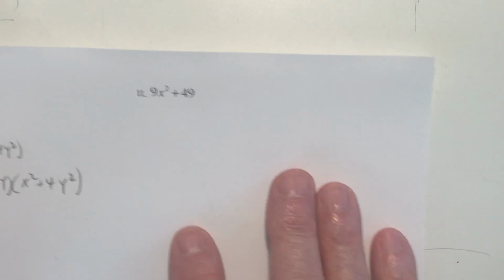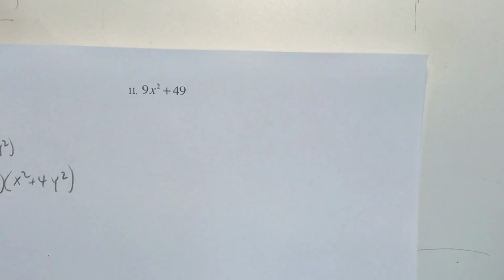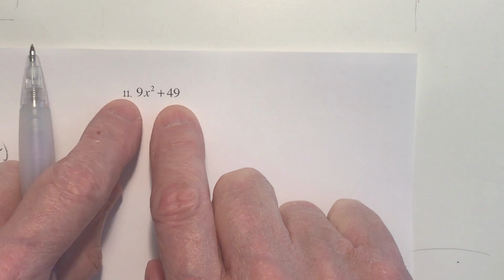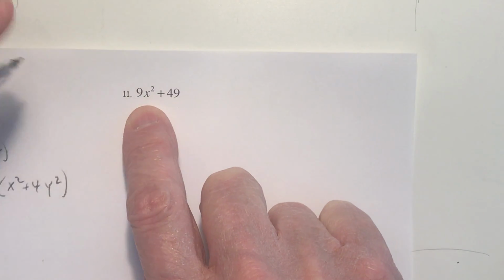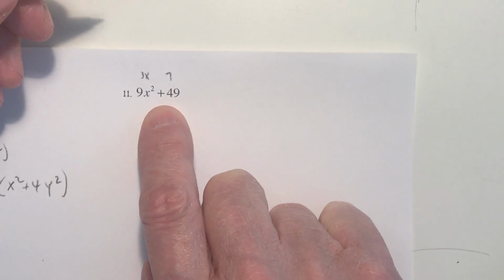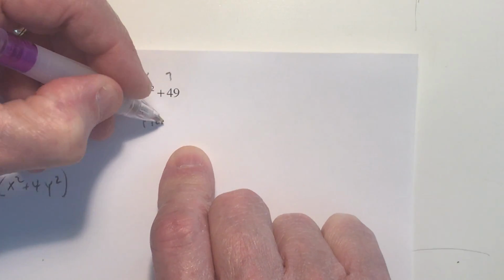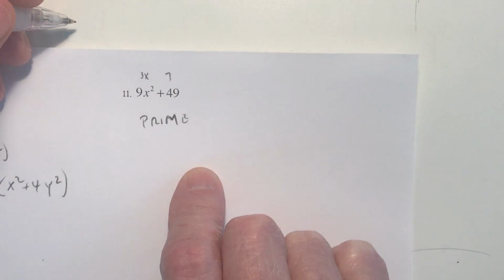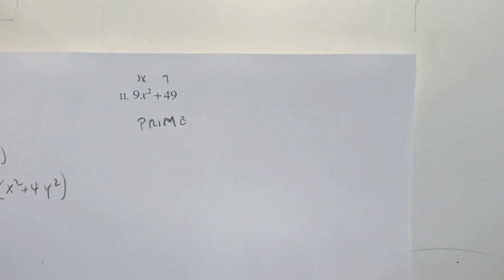Now we're up to number 11. And there's no GCF. There's 2 terms. It's not a sum of cubes. That's the square of 3x. That's the square of 7. But it's a sum of squares, and so it does not factor. And we call that a prime polynomial.